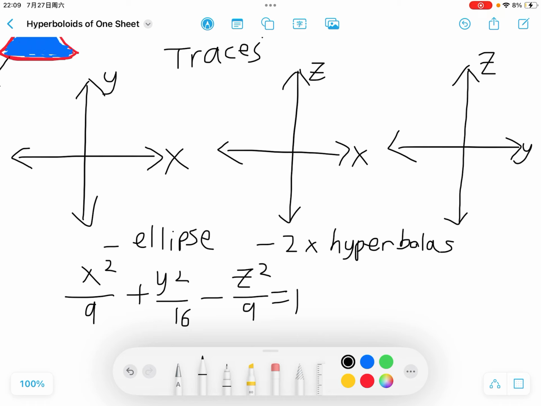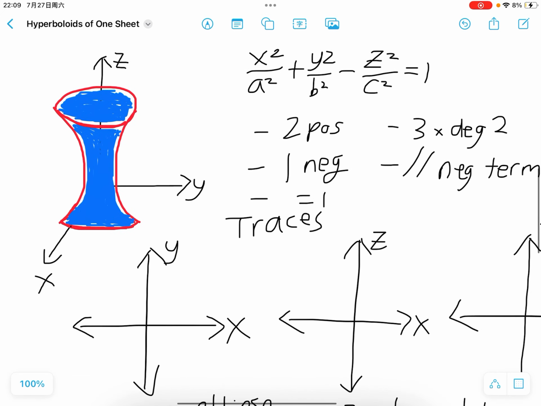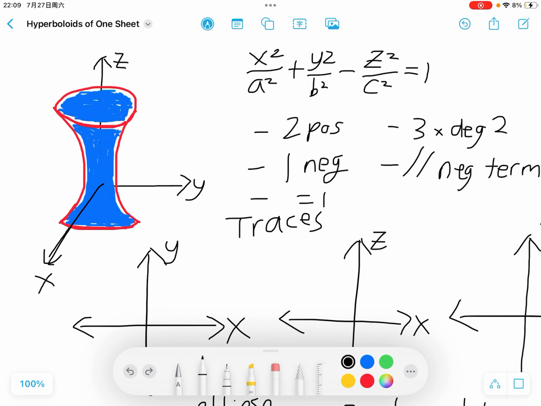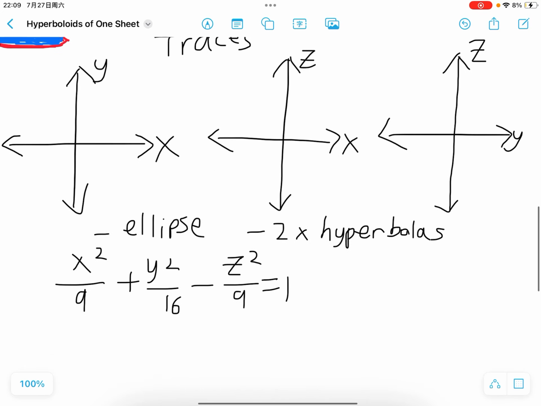So for the first trace, xy, we just set z equals to 0. If z equals 0, z squared over 9 is 0, so we can just eliminate this term, and we get our 2D equation. Why do we actually set z equal to 0? Because if we want to see what the graph looks like when it intersects this plane, in this plane the z coordinate doesn't matter. There's no z coordinate. Namely, the z coordinate is actually just 0.